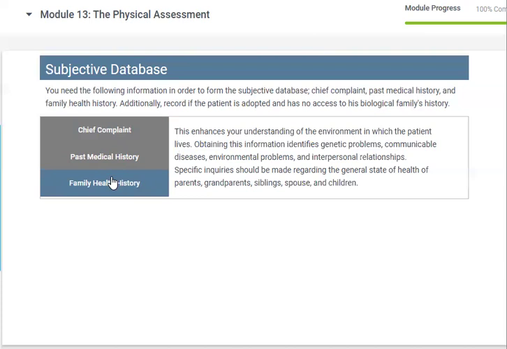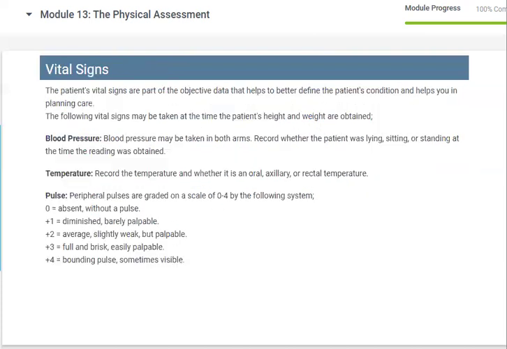Vital signs. The patient's vital signs are part of the objective data that helps to better define the patient's condition and helps you in planning care. The following vital signs may be taken at the time the patient's height and weight are obtained. Blood pressure. Blood pressure may be taken in both arms. Record whether the patient was lying, sitting, or standing at the time the reading was obtained. Temperature. Record the temperature and whether it is an oral, axillary, or rectal temperature.